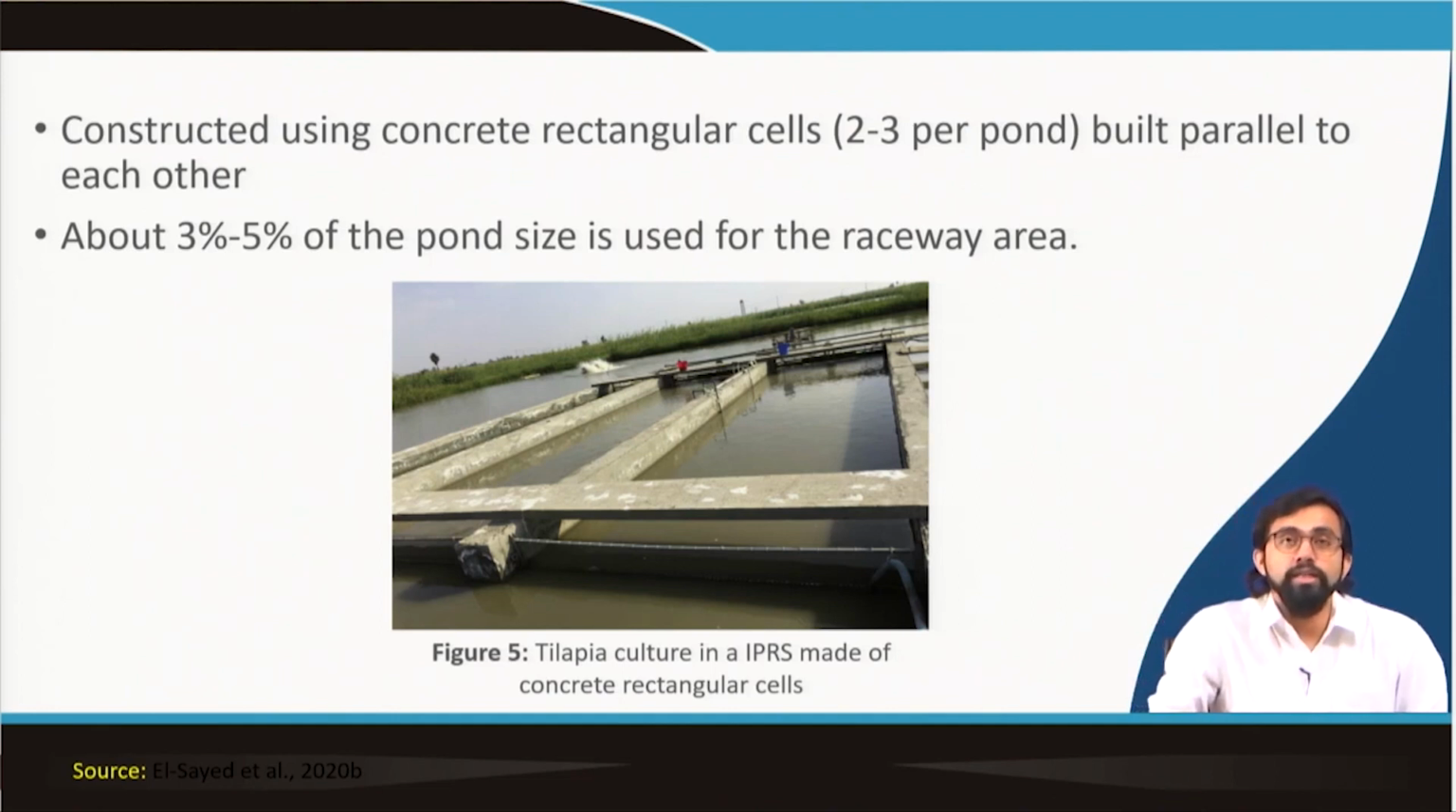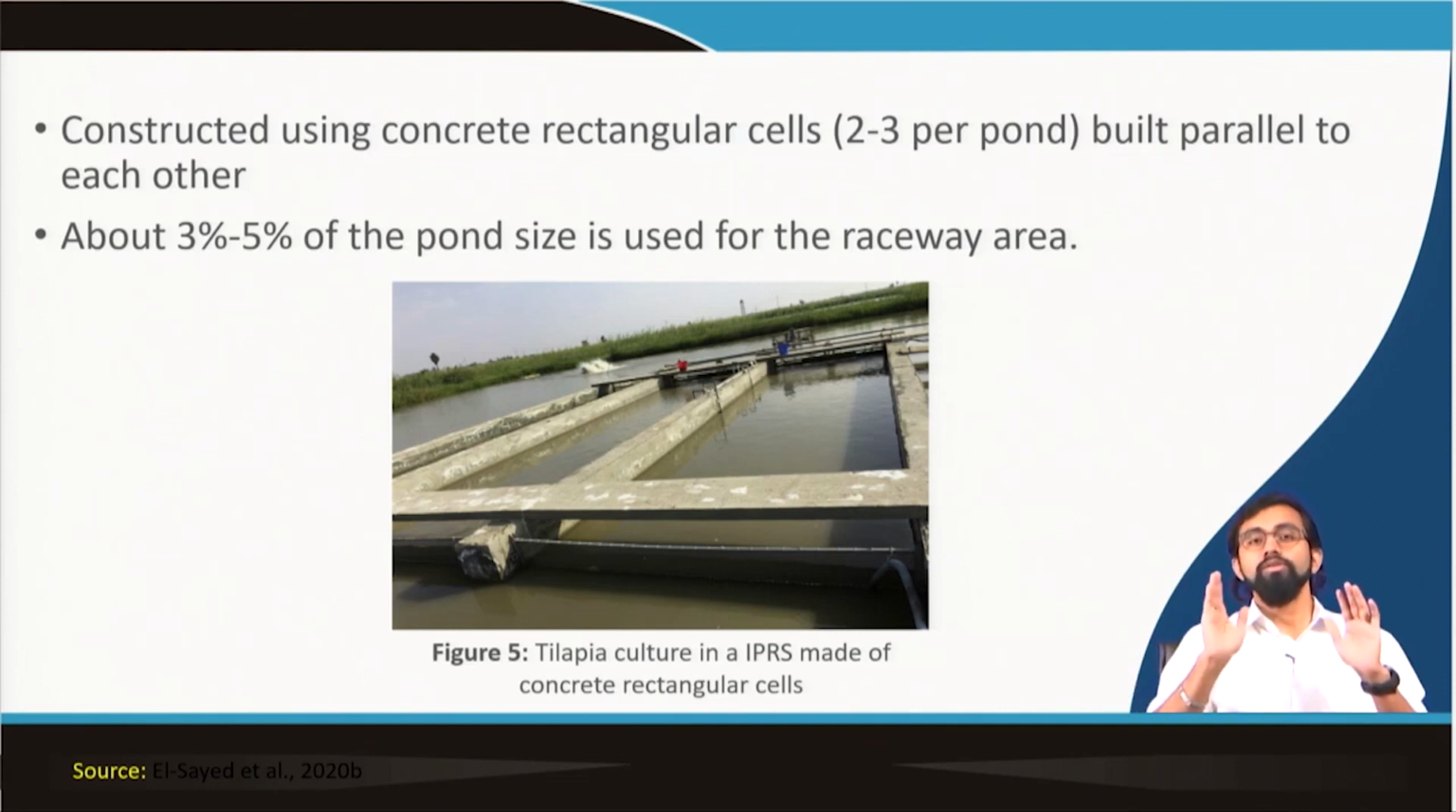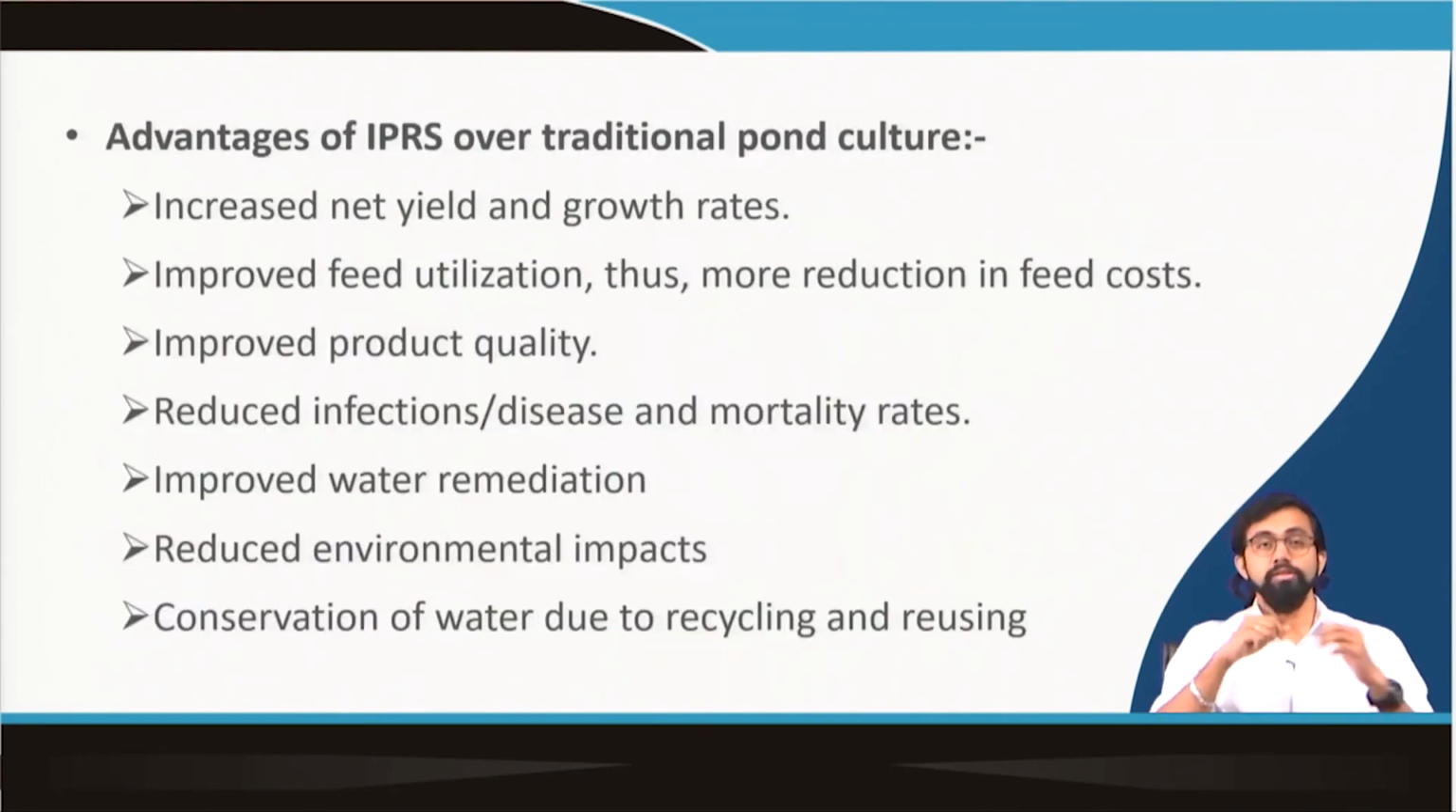In general, it is constructed using concrete rectangular cells, like 2 to 3 per pond, built parallel to each other. About 3 to 5% of the pond size is used for the raceway area, so it's not more than that. If you have, say, 100 hectares of pond size, you'll only use around 5 hectares for the raceway. With this kind of raceway design, you can go for tilapia and similar cultures.